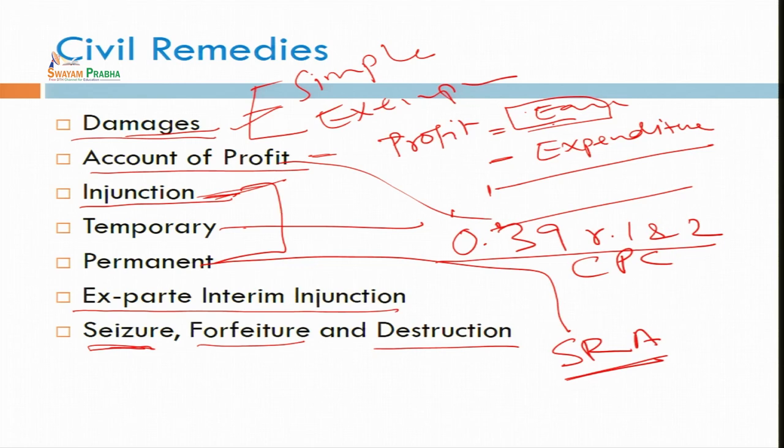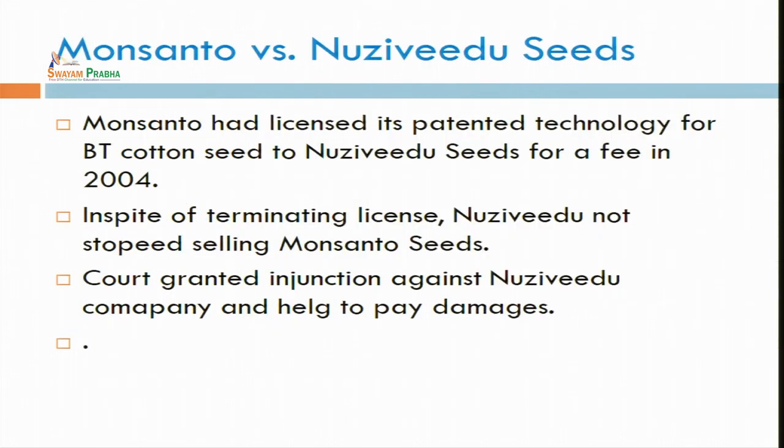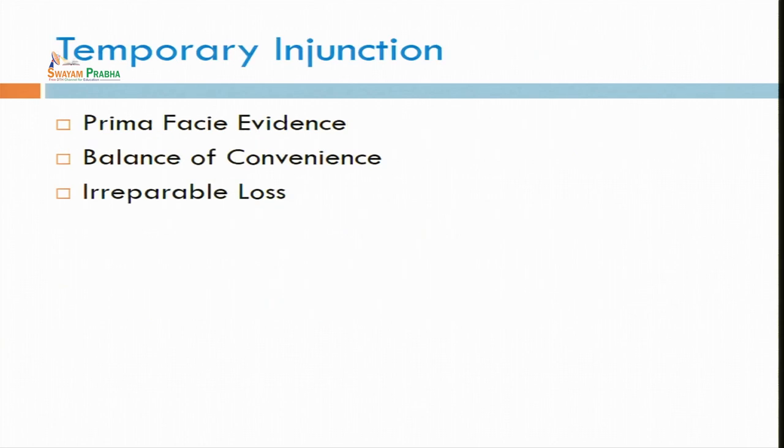So, these are the civil remedies which the petitioner, the patentee or the inventor has the right to go for. It depends on the will of that particular patentee which type of remedy he is going to avail. If he is going to go for the permanent injunction, then he has to file an application for temporary injunction, as we have discussed, under Order 39 Rule 1 and 2 of CPC.